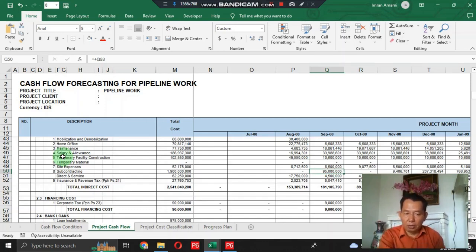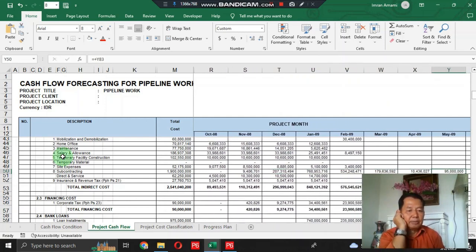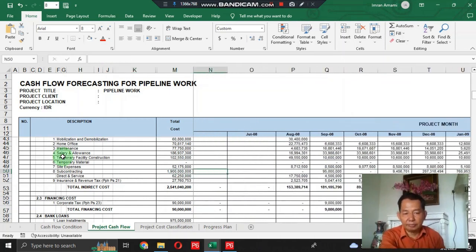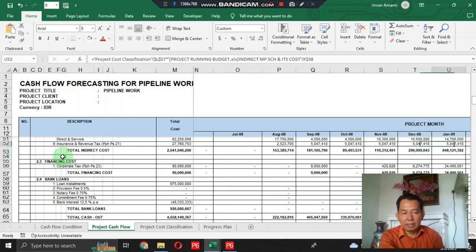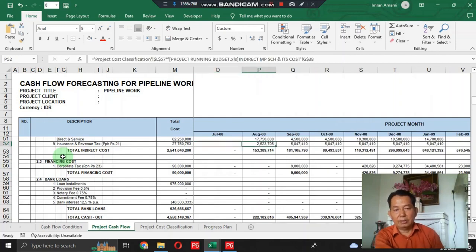That shall be allocated in the second month, the fourth month, the fifth month, the sixth month, seventh month, eighth month, ninth month, and tenth month here. And for direct and service, you should allocate 6 months here. This is the same also for insurance and revenue tax here.